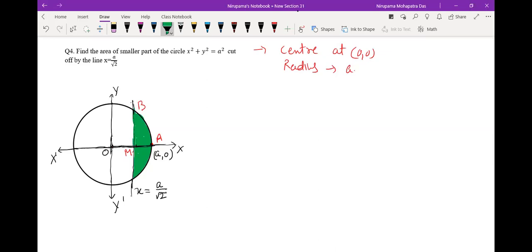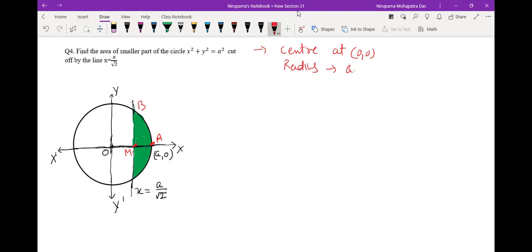Okay, so step 1 is done, step 2 is also done, and the shading part is done. Now we have to find the limits of integration. Here, being a simple curve, we don't have any problem, because one end is MB, which is cut off by the line x equal to a by root 2.